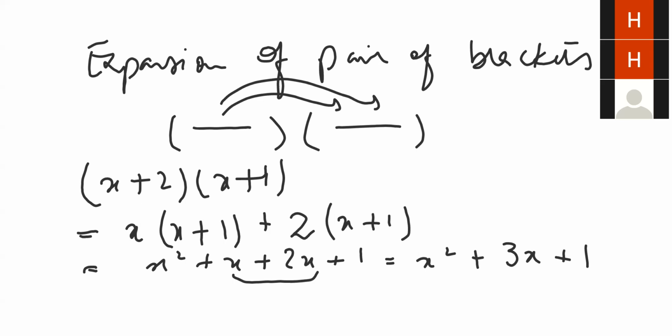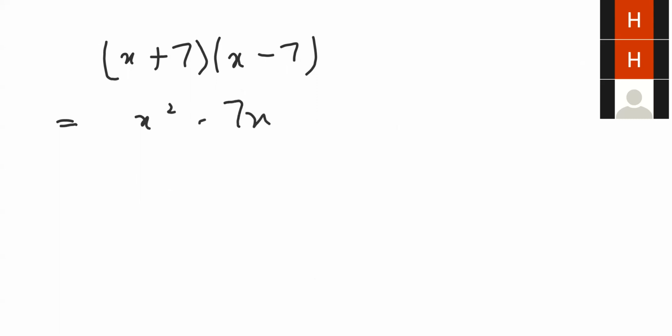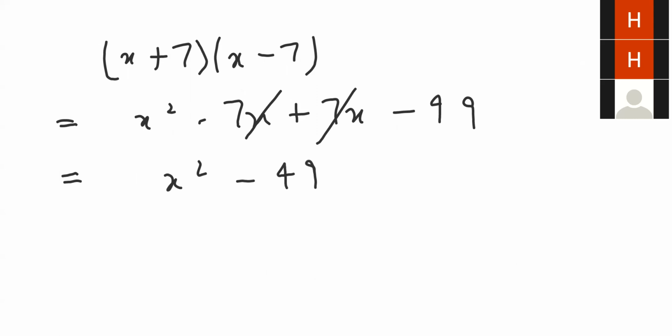Okay. So now, what if we've got a minus sign in between? If we've got, for example, x plus 7 and x minus 7, in this case, this minus sign will be taken as it is, and you'll be doing the same thing. Now, if we do that in the mind, we'll be getting x squared minus 7x plus 7x and minus 49. And you know that minus 7x and plus 7x would be giving us 0. So we just cancel them out and we get x squared minus 49. All right. Let's move towards another example.